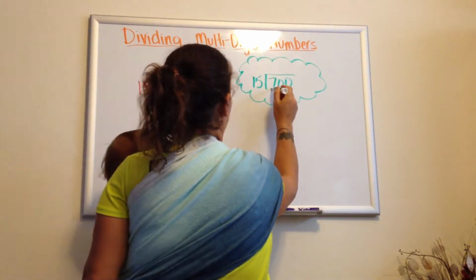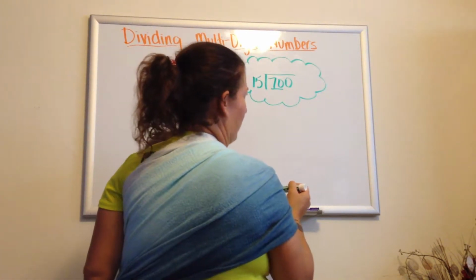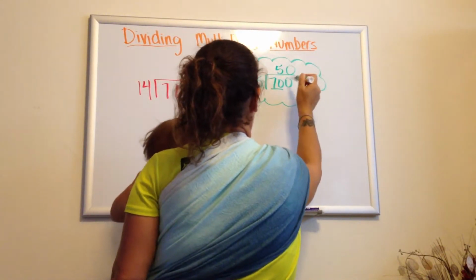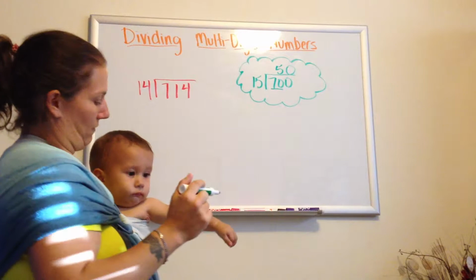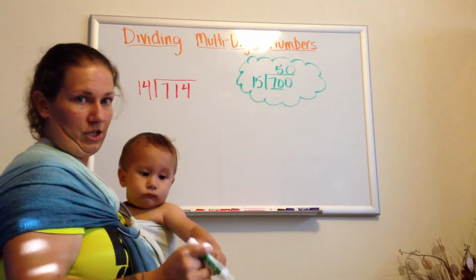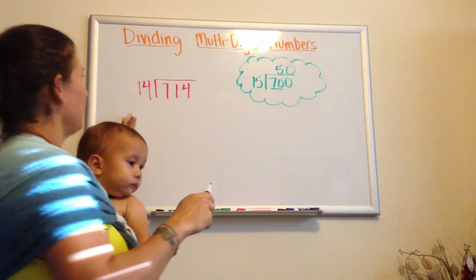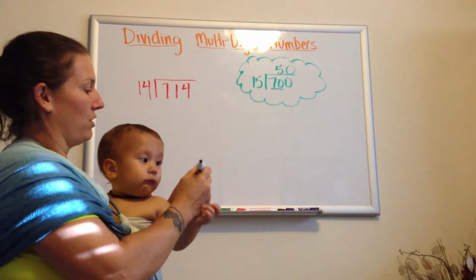So if I think 15 into 70, that's going to go in about 5 times. So I'm going to fill in my placeholder of a 0. So my estimation is going to be 50. So that's my thought bubble. Now I'm going to actually divide.